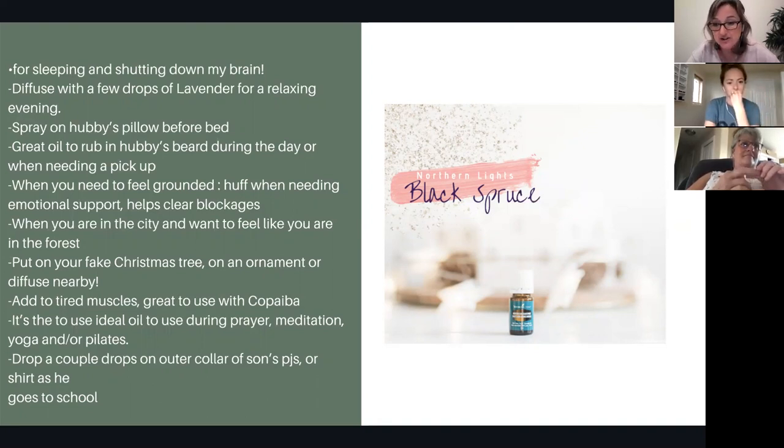And actually, out of the starter kit, this is usually the oil that men like. They are drawn to this one. It's good to diffuse at night. They also like to put it on their skin or as a cologne. So this is a really good one. So if you've brought a starter kit home and your hubby hasn't quite warmed up to it yet, pull out the Northern Lights Black Spruce and let him use this a few times and just see what happens. It's great to put in the beard as well.